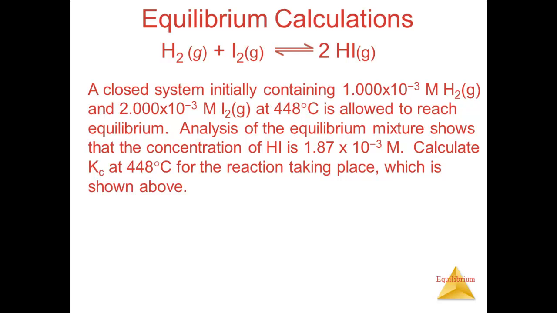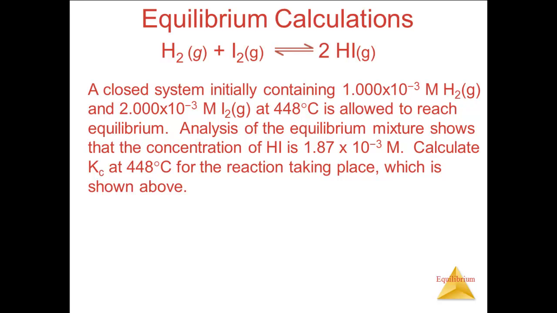Here is the problem. A closed system initially containing 1.000 times 10 to the minus third molar H2 gas and 2.000 times 10 to the minus third molar I2 gas at 448 degrees Celsius is allowed to reach equilibrium. Analysis of the equilibrium mixture shows that the concentration of HI is 1.87 times 10 to the minus third molar. Calculate Kc at 448 degrees Celsius for the reaction, which is H2 gas plus I2 gas in equilibrium with 2HI gas.